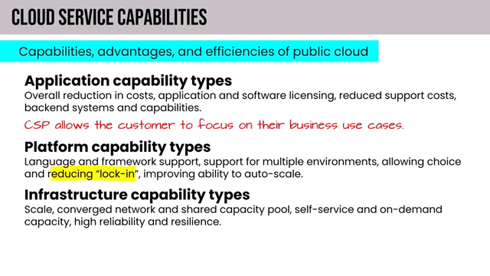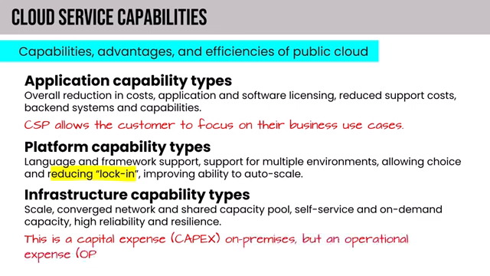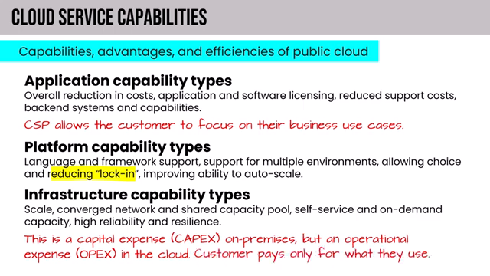Again, scale, converged network, shared capacity. Remember, the cloud service provider oversubscribes, so they give us the appearance of infinite capacity. Self-service, on-demand capacity, high reliability, service resilience through distribution across regions. And where this is a capital expense on premises, it's an operational expense in the cloud. So as organizations move to the cloud, we see a shift in budget from CapEx to OpEx. And remember, the customer only pays for what they use.